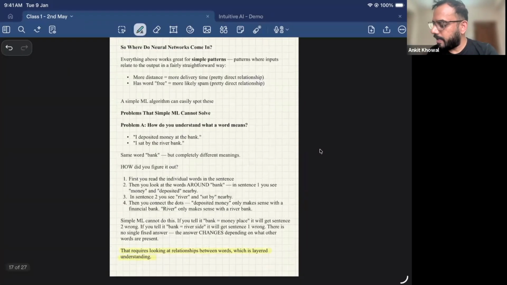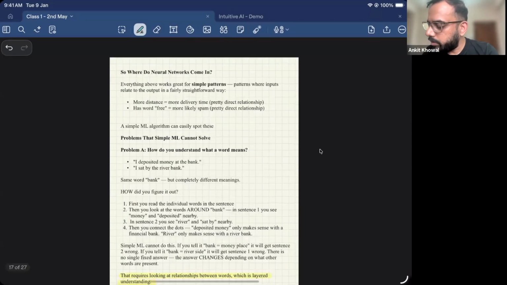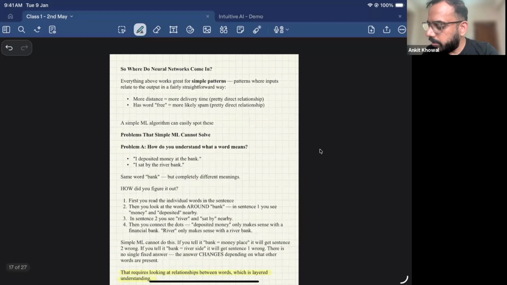So we learned about ML algorithms, right? So what is a neural network? Where does a neural network come in? In the above two examples we saw, there was a fairly direct relationship between the data and the problem we were solving for. What we wanted to do was predict the delivery time, and there was a clear relationship that if the distance is more, the delivery time could be more. There were other factors also, but there was kind of a linear relationship.